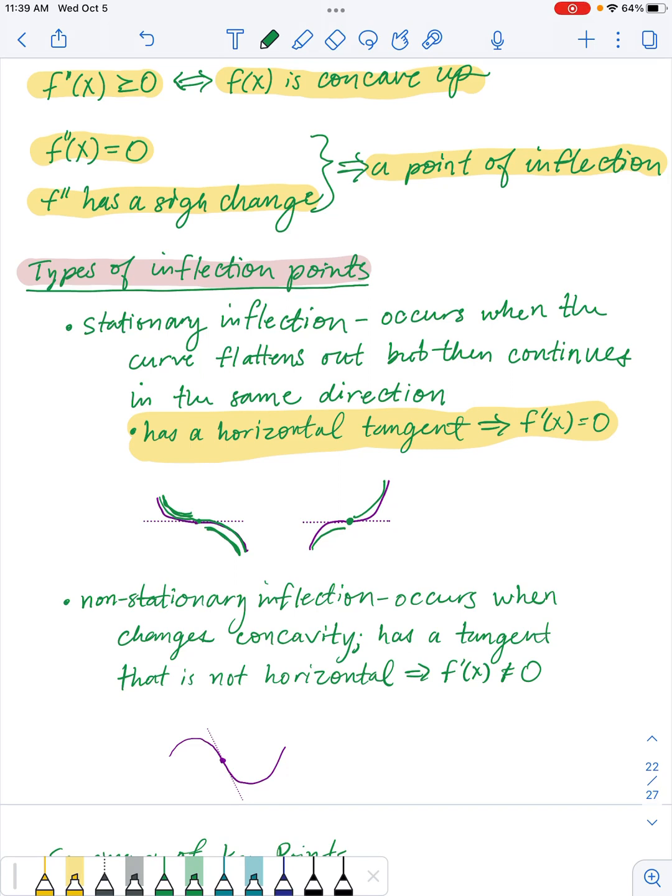We could have a non-stationary inflection point. This is when the concavity also changes, but the first derivative is not equal to 0. In other words, instead of a horizontal tangent line, we have a tangent line that's not horizontal, possibly diagonal. And you can see how it's an inflection point because we can see that the concavity has changed. We went from concave down to concave up.